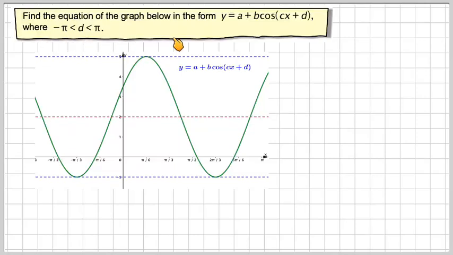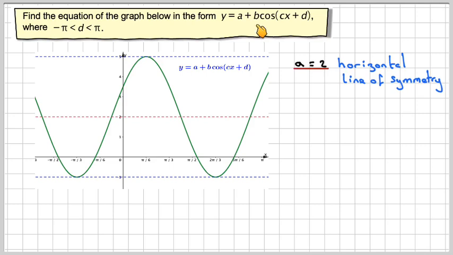Find the equation of the graph below in the form y is equal to a plus b cos(cx plus d), where d will be between minus pi and pi. Notice first of all we're working in radians. Now this a here is just going to be the horizontal line of symmetry, how far the axis has gone up, and we can see it's gone up 2. Therefore a is 2, the horizontal line of symmetry.